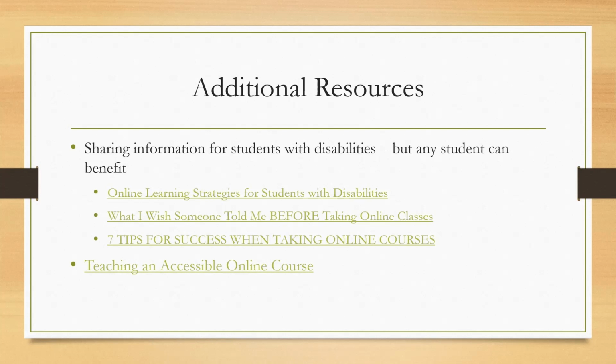And again, if you are developing how you're doing something with students with disabilities in mind, it may very well benefit all students. So that universal design is not necessarily just going to encapsulate the students that need it, but it may be helping other students that you may not even be aware of. What I wish someone told me before taking online classes, I think that can resonate in different ways for all different people. Seven tips for success when taking online courses. Again, looking at the audience, and teaching an accessible online course may be one of the more interesting resources you can look at later on.